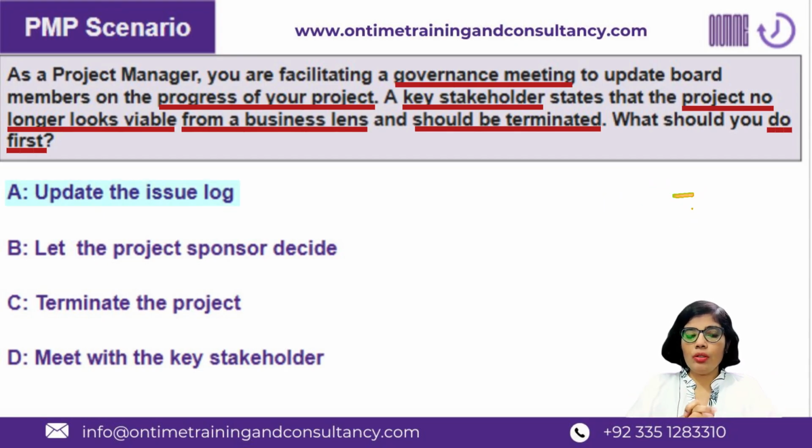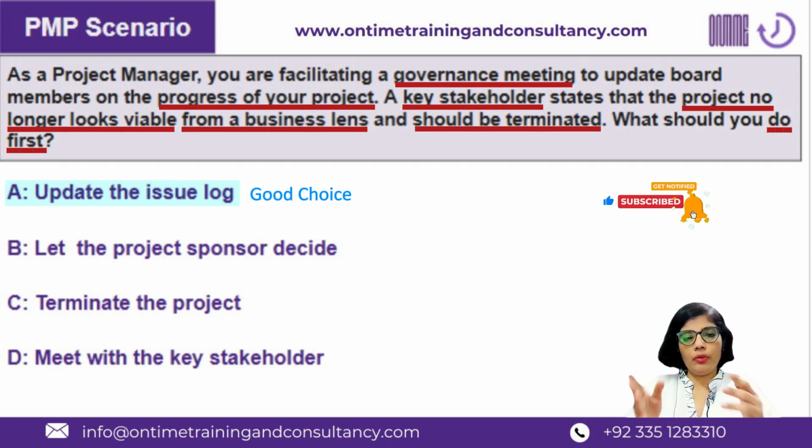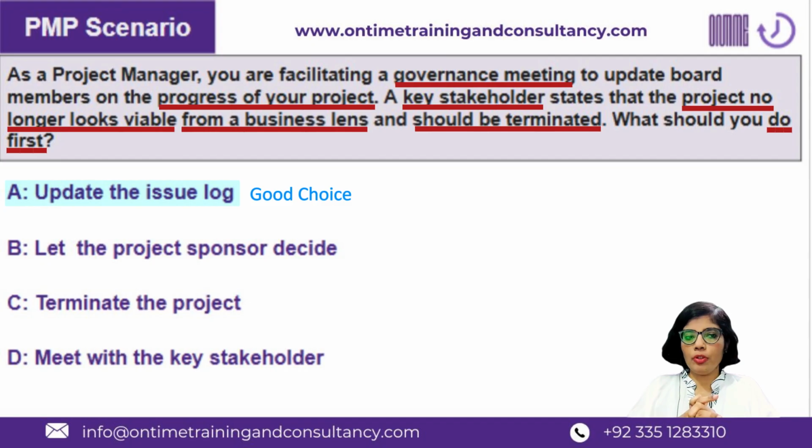A, update the issue log. This looks nice. Why? Because this is a situation which has most likely not been anticipated earlier, and accordingly, the situation is of an issue type. And yes, the very first thing for the project manager is to qualify it as an issue and to update it in the issue log, and then later proceed with the issue resolution with the governance and the other key stakeholders. So we are going to keep A, and proceed with the other options to check if we have a better choice than A.